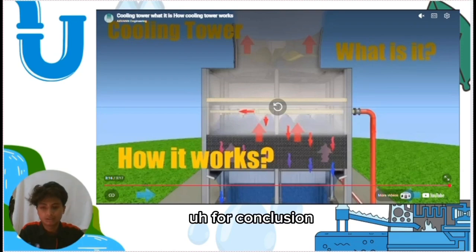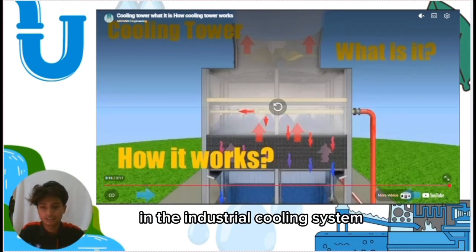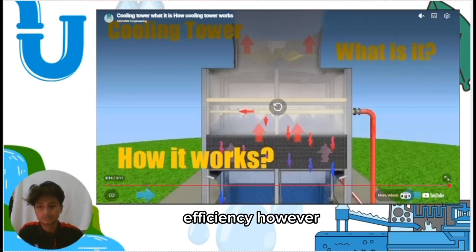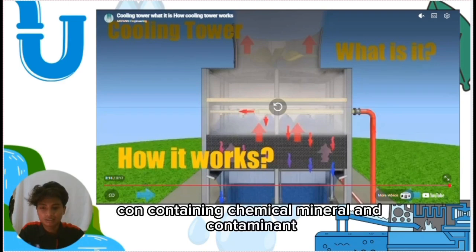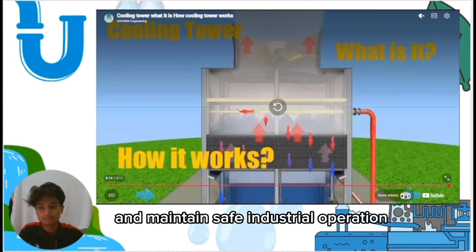For conclusion, fan cooling tower are very important in industrial cooling system because they help recycle water and remove heat efficiently. However, cooling system also produce wastewater containing chemical, mineral, and contaminant. Proper wastewater treatment is necessary to protect the environment and maintain safe industrial operation.